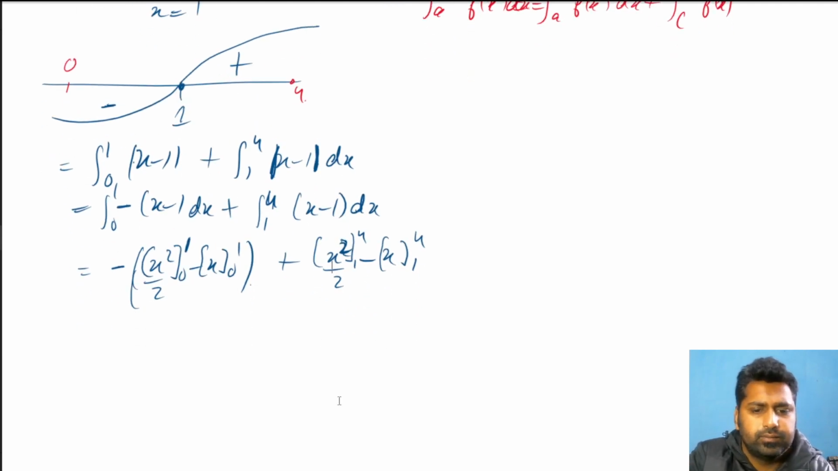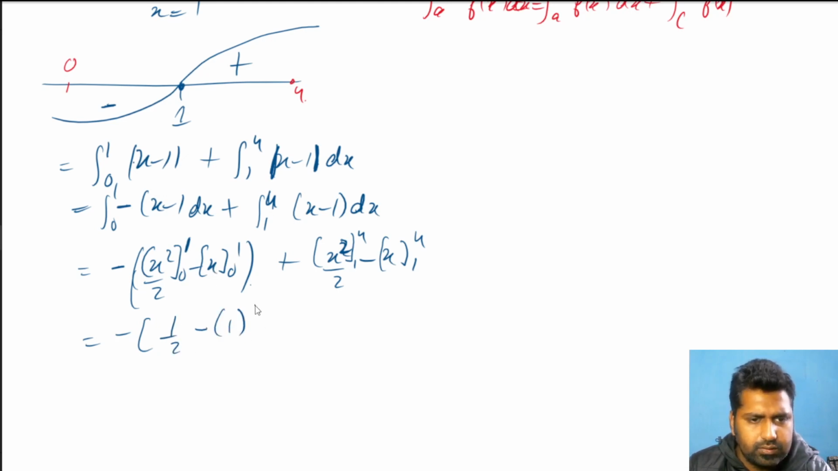That's it. Putting the value, solving it, that's the whole point. Okay, upper limit minus lower limit. So solve this now. Let's see. If we solve this, this becomes negative of 1 square is 1 minus 0 is 0. So 1 by 2 minus, this is 1 minus 0, so 1. So 1 by 2 minus 1 is negative half, so that becomes positive half.